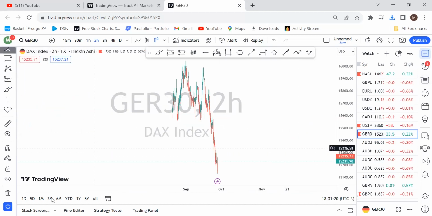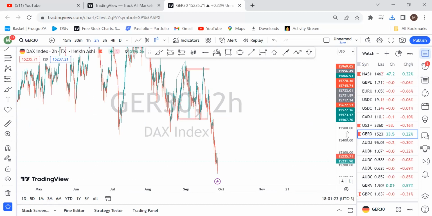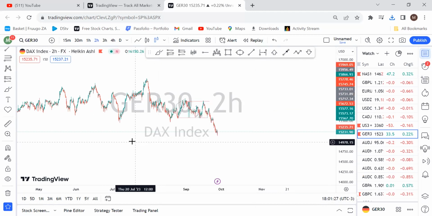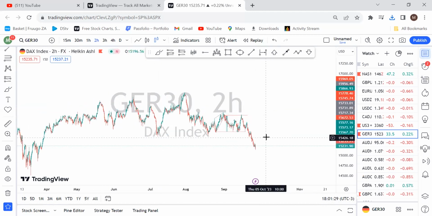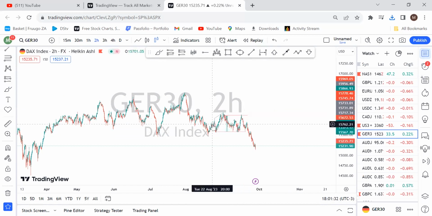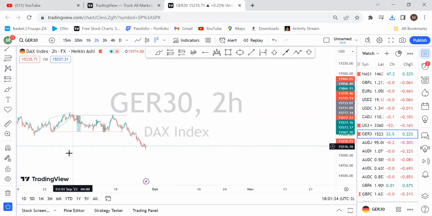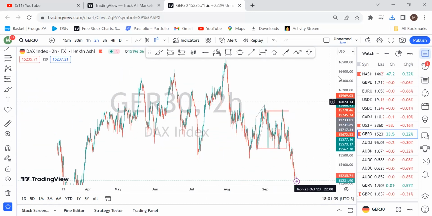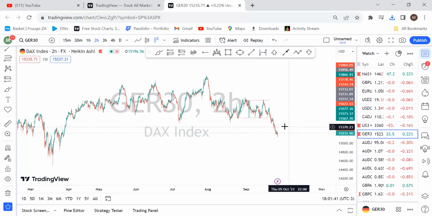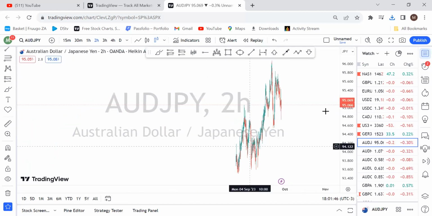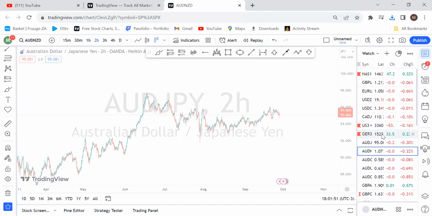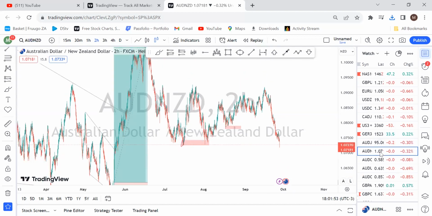Let me do German 30, even though it's gonna be very similar to USD, right? So with this one, you can see all the setups that I had. Those are all the setups that I had, but currently there's really nothing interesting. So I'm just gonna move on to AUD. Still nothing interesting. So let me just scan through.